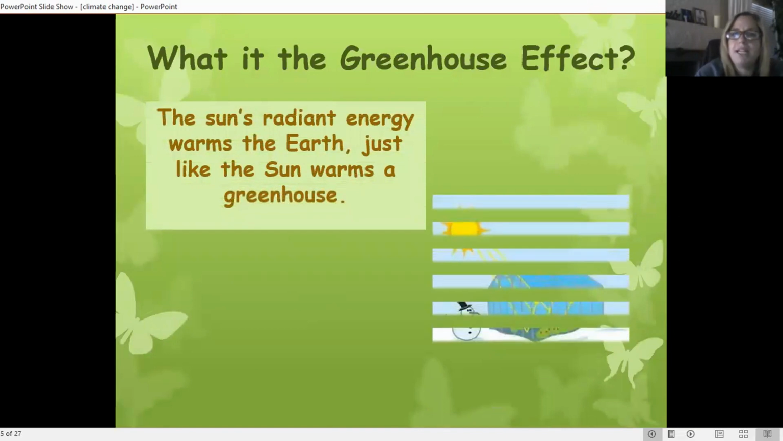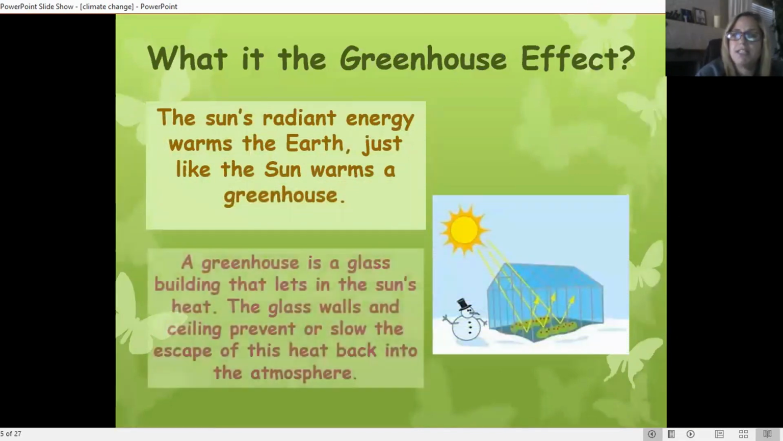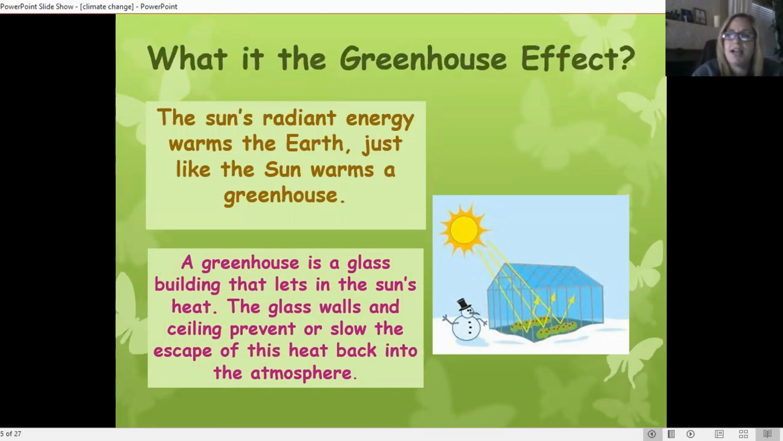The sun's radiant energy warms the Earth, just like the sun warms a greenhouse. If you don't know what a greenhouse is, there's a picture here. And a greenhouse is a glass building that lets in the sun's heat. The glass walls and ceiling prevent or slow the escape of this heat back into the atmosphere. And most plants do really well growing in a greenhouse. So people who like to garden will make a greenhouse. So we have to remember that it wants to slow the escape of heat.